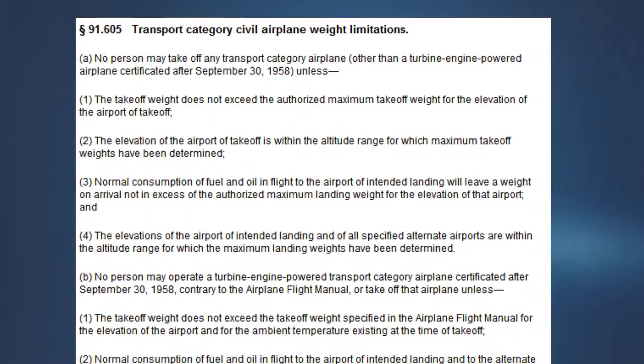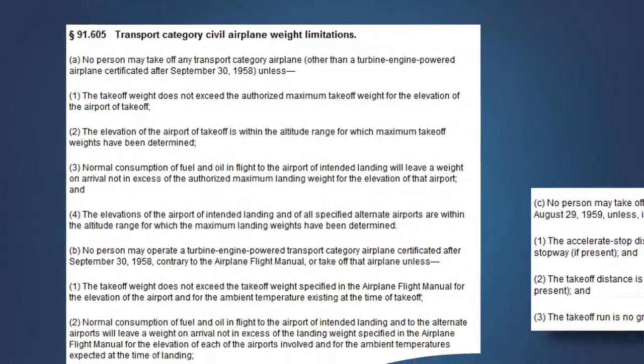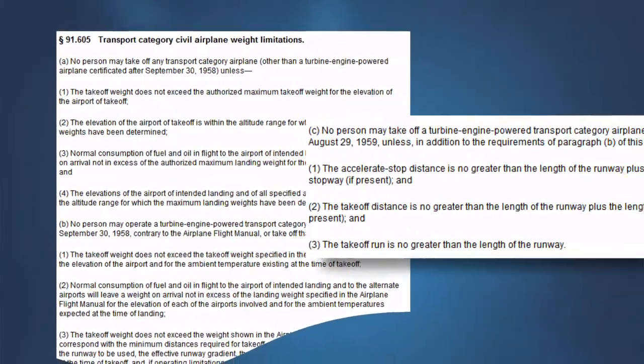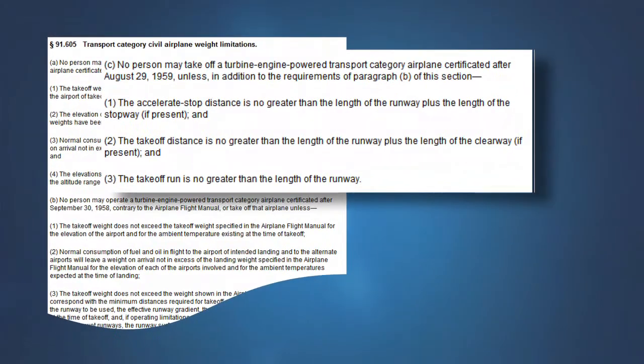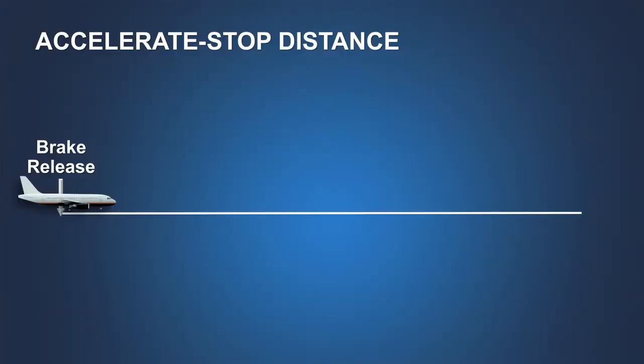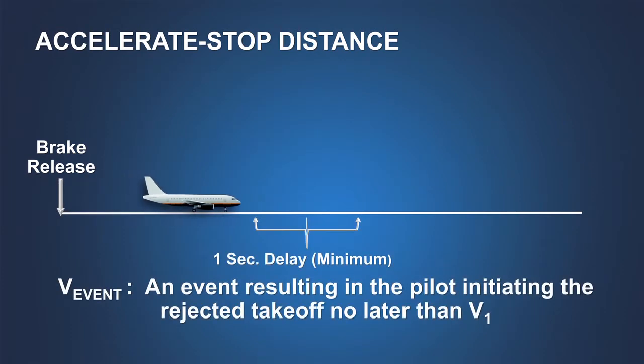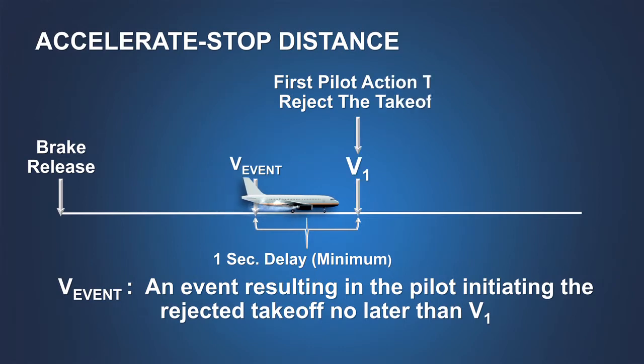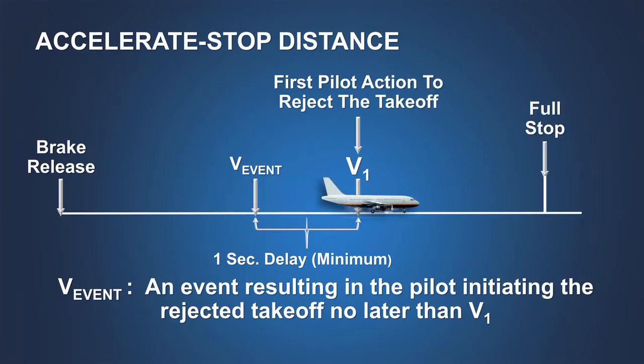A requirement of transport airplane performance planning is determining that the takeoff can be safely conducted on the length of runway declared usable for takeoff. The certification rules for these airplanes prescribe three distances that must be considered: the accelerate stop distance, the takeoff distance, and the takeoff run. Of particular importance is accelerate stop distance, or the distance required to accelerate to a point in the takeoff, then in response to an event, take the first action to reject the takeoff at a speed no greater than V1 and to bring the airplane safely to a stop.